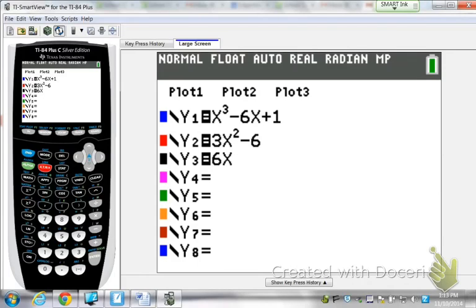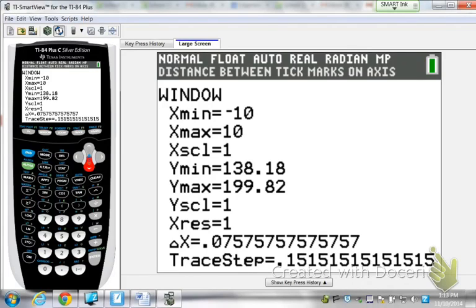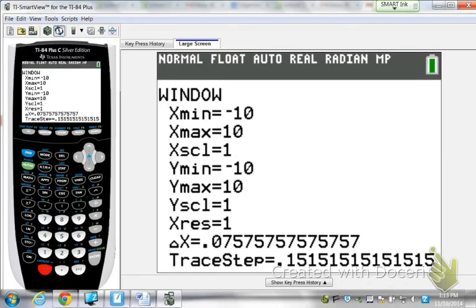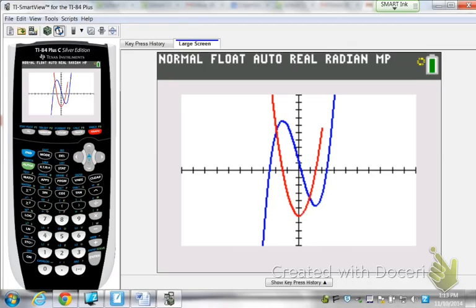So let's look at these in a standard viewing window. I might have to make it a little bit bigger, but we'll look at this first and see what we get when we graph them. Position. Velocity. Acceleration. Now let's see what happens.